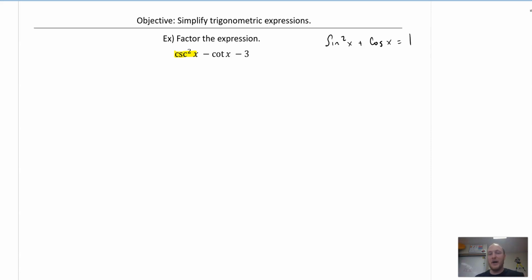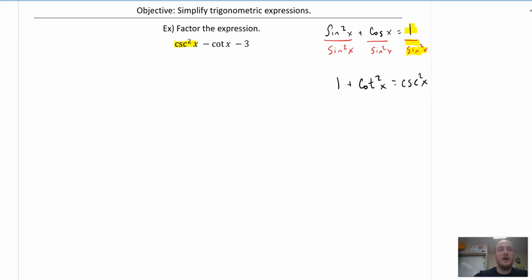Well, you don't see it, but can't I get cosecant squared x by dividing all of this by sine squared? Sine squared divided by sine squared, and so on. Then you'll notice that 1 over sine squared is, lo and behold, your cosecant squared x. So we'll simplify. This is 1 plus cotangent squared of x. What I hope you see happened is really sweet, if I just substitute.